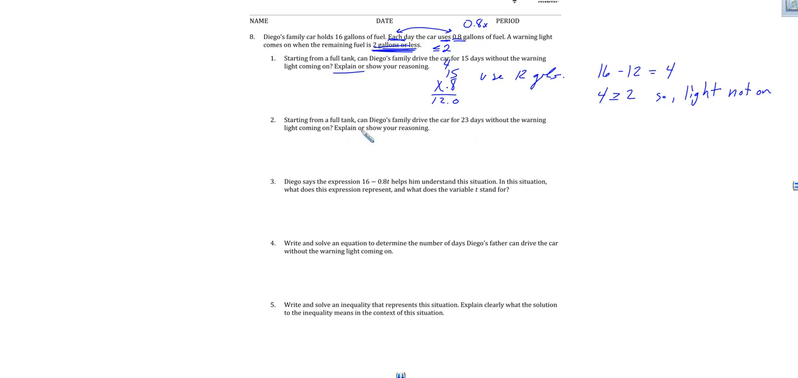If they started with a full tank, can the family drive for 23 days? Well, 23 days is a different story. When you multiply that out, you're going to get 24, carry your 2, 16 and 2 is 18. Move your decimal over. That's more gas than your tank can hold. So you might say 18.4 gallons. They run out of gas.